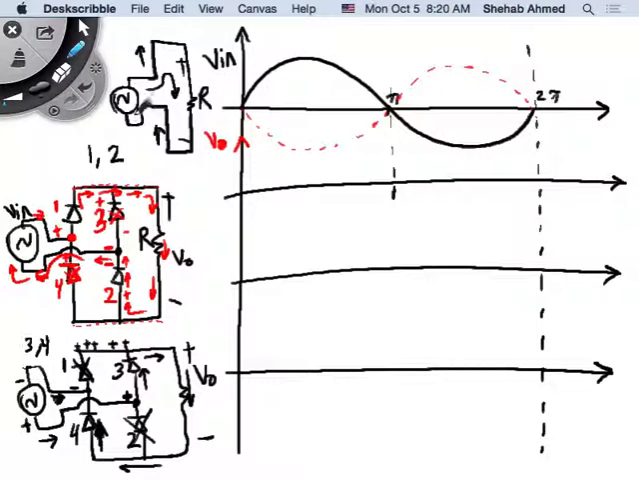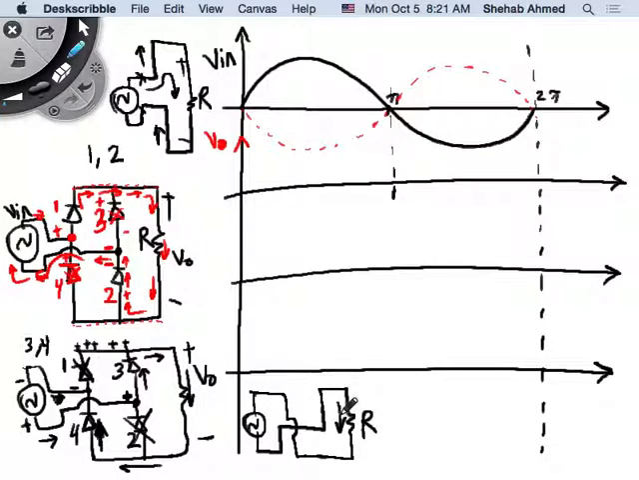Right, so in both cases, I'm taking the same load, but I'm flipping. In the negative half cycle, I flipped the terminals of the source, but kept the same terminals of the load, right? So this became my negative, this became my positive. So if I draw my equivalent circuit now, the circuit looks like this. This is my resistor. Okay? So all I did was flip the terminals of the source.